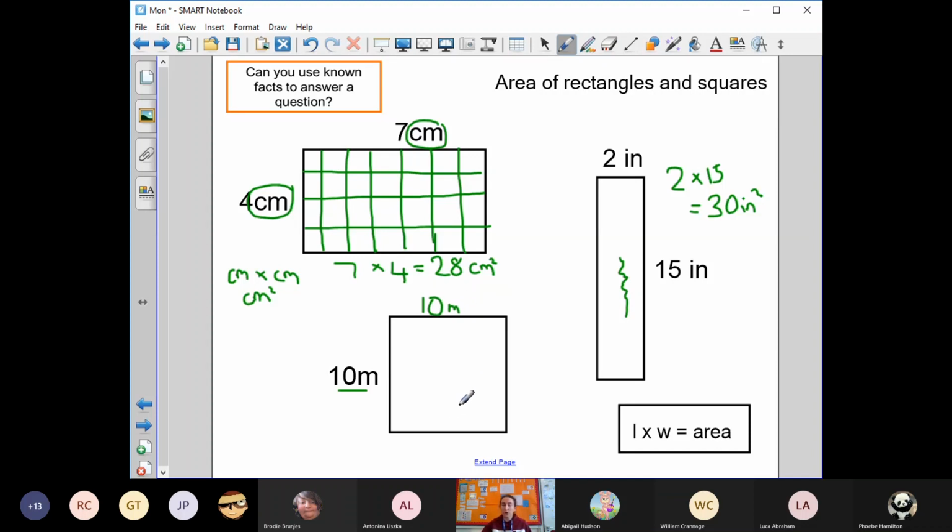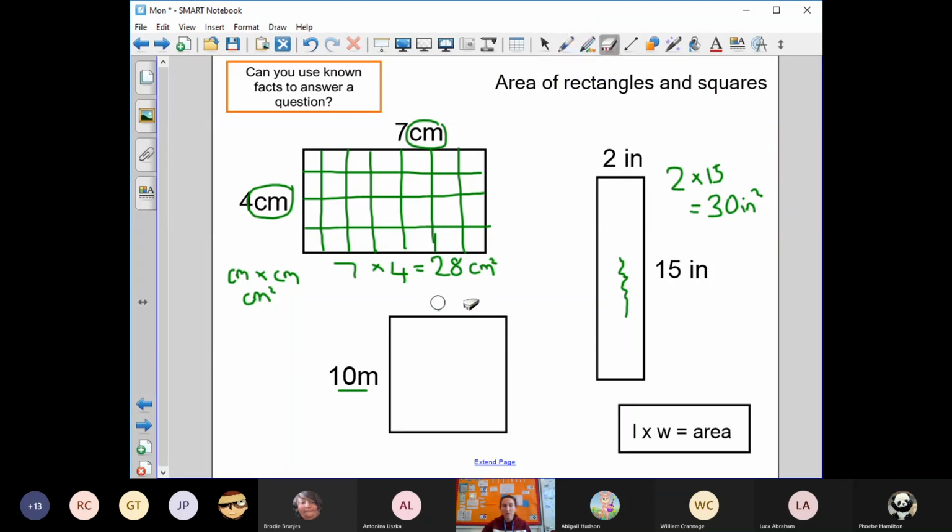Not 10 times 4. That would work out the perimeter because you've then done 10 add 10 add 10 add 10. Remember, to find the area, you've got to do the length times the width. So the width is 10 and the length is 10. It wouldn't be 40, no, so we're not timesing it by 4. If I was timesing it by 4, that would mean that this side was 4 meters, and then that wouldn't be a square. That would be a rectangle.